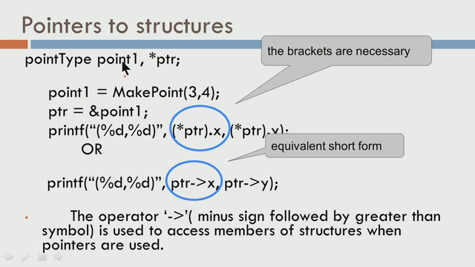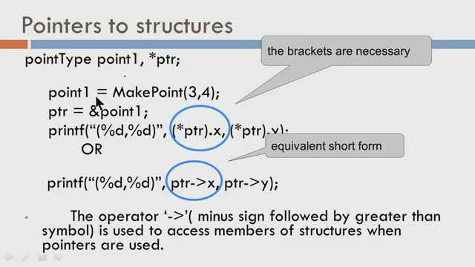When we say point 1, we actually allocate two members x and y and give it to point 1, whereas when we say point type star PTR, we do not do an allocation for a structure, we just allocate space for a pointer that can point to a structure, we do not allocate a structure yet. So, point 1 is make point of 3, 4, this will give you a point whose x coordinate is 3 and y coordinate is 4.